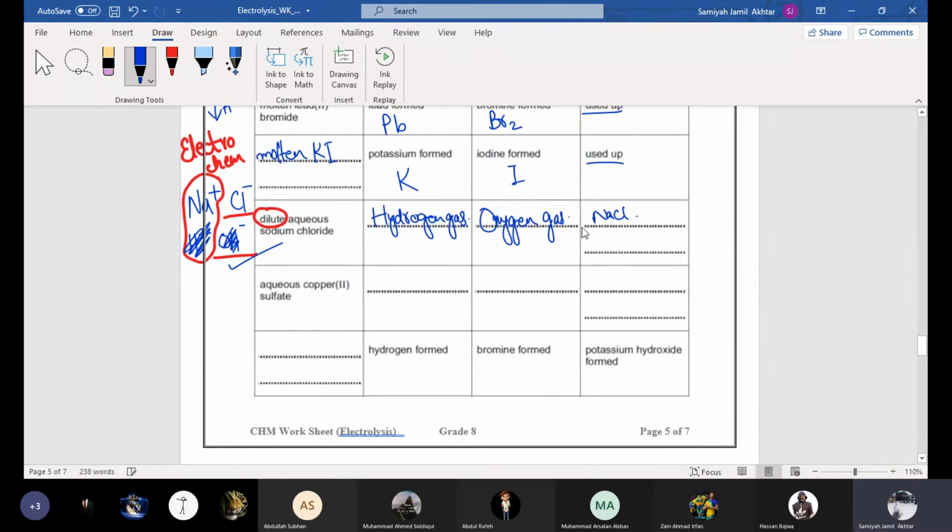Okay, for the next one, aqueous copper sulfate. Now if nothing is written here about concentration, whether it is concentrated or dilute, we will always consider it dilute. Okay, remember this thing. So two things here you have to keep in mind. First of all, if the concentration is not mentioned, if it is not specified whether the solution is concentrated or dilute, like in this question, we will consider it as dilute. Okay, always, if it is not mentioned.